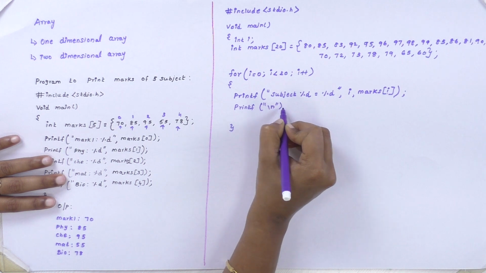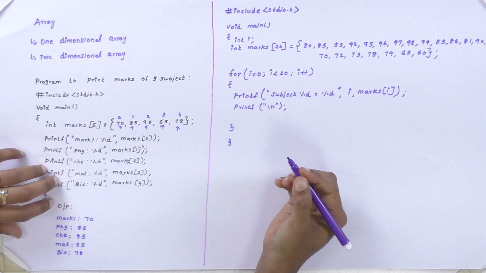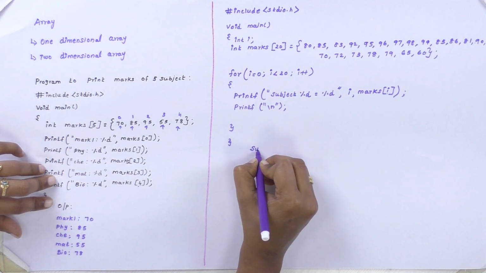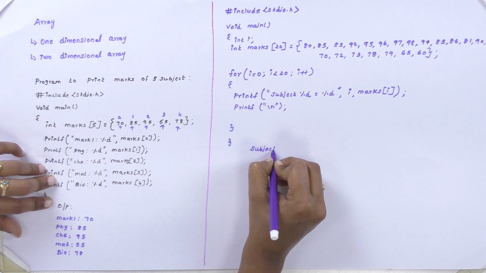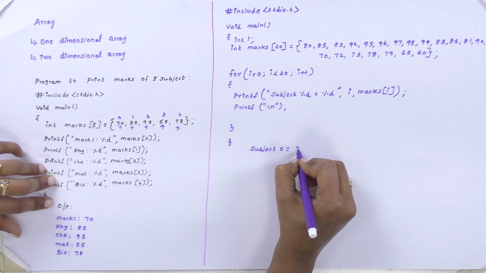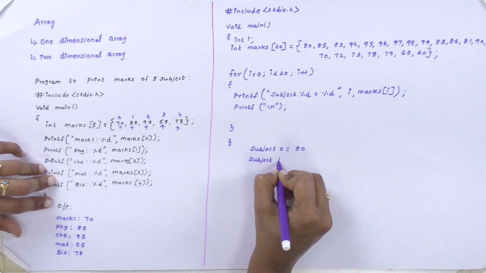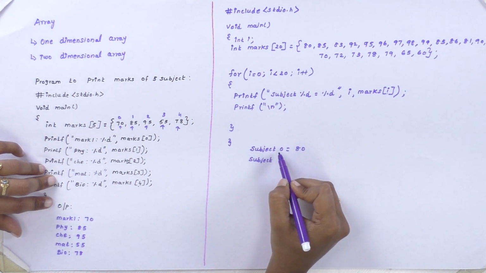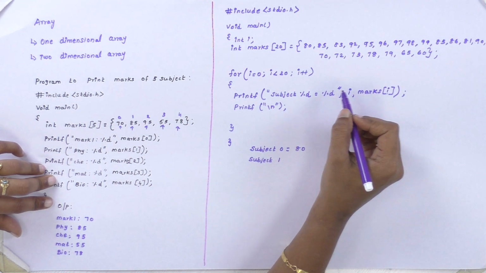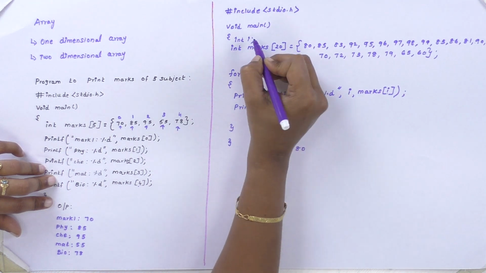This is for the new line character. So this program will return output as subject 0 equal to 80. If you want to print subject of 1, likewise, you can just change the value.